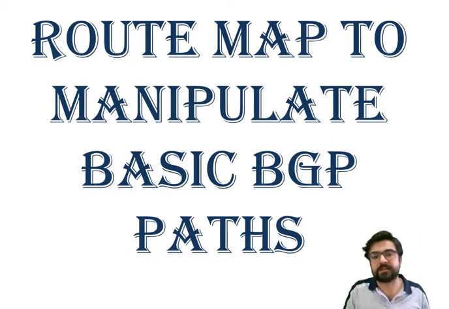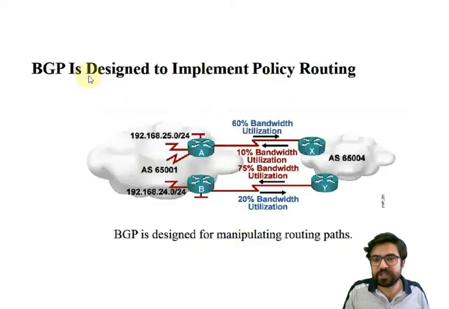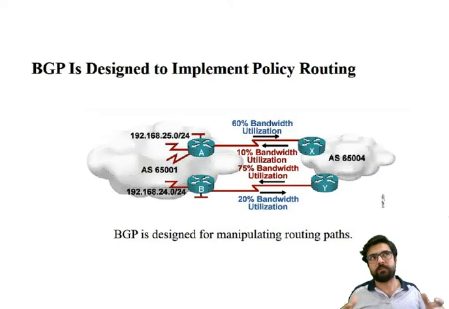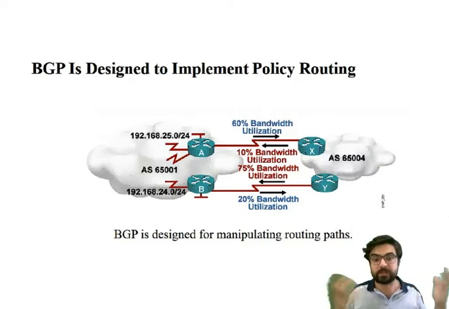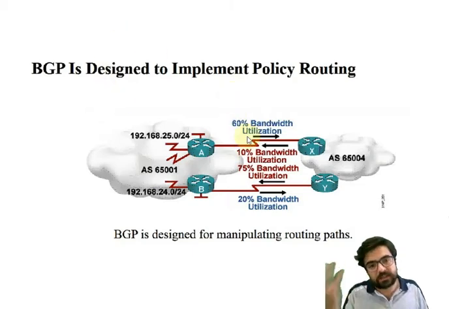So let's see the commands. Route map to manipulate basic BGP paths. BGP is designed to implement the policy of routing. So look at this. When you want to have an uplink, you're gonna buy that. You're gonna pay for that. So it will be important for you. You need to do some sort of load balancing, or whenever some kinds of traffic are important for you, you need the higher bandwidth to have a good continuity of service, to have good speed, something like that. But maybe this is the thing that you will encounter.